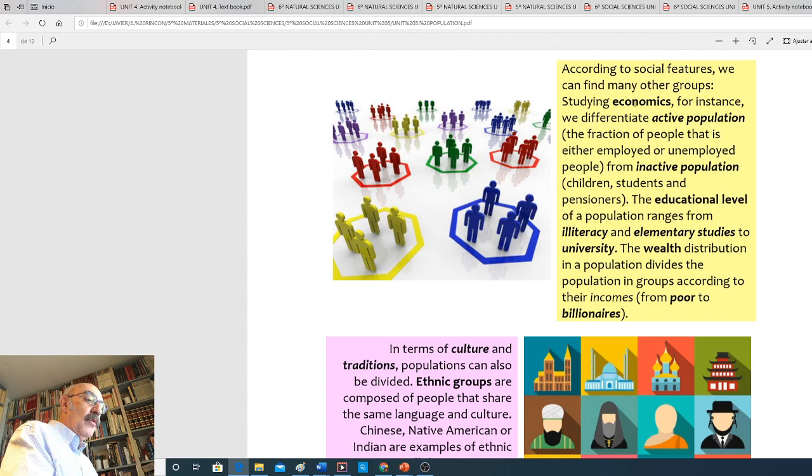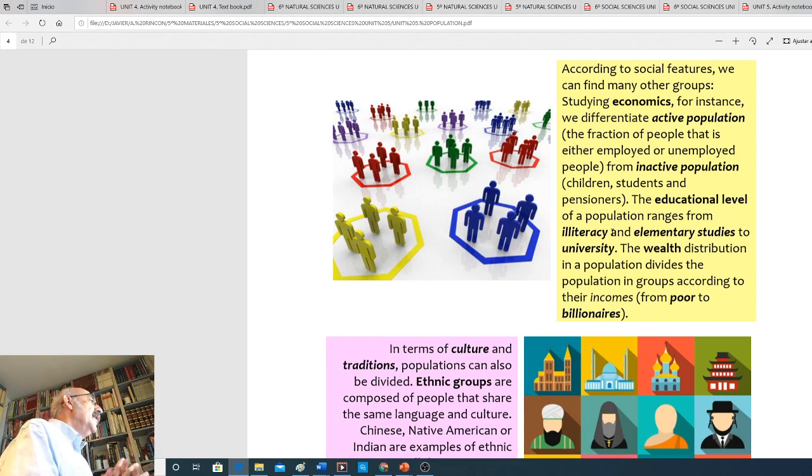Why? Because you can't work until you come of age. And in the inactive population are children, students, and pensioners. Pensioners are elderly people that are living on a pension that normally the state gives them. And the educational level of a population ranges from illiteracy. Illiteracy is an interesting word that means analfabetismo in Spanish. So, people that can't read nor write, and elementary studies, to university. So this is the educational level.